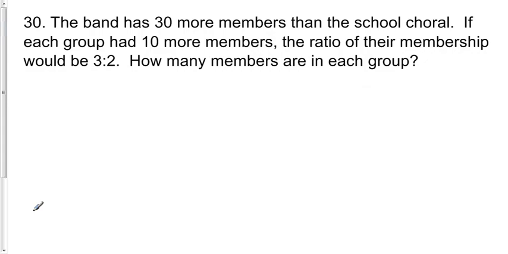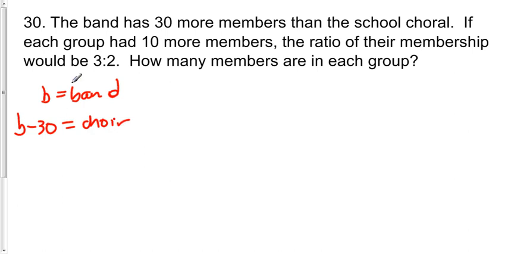Next, number 30. This is one of the word problems I included. The band has 30 more members than the school choral. If each group has 10 more members, the ratio of their membership would be 3:2. How many members are in each group? When you solve a problem like this, you really only want to use one variable. So let's say that B equals the number of people in band. How would we represent the number of kids in choir? Well, there's 30 more members in band, so B minus 30 gives you the number of kids in choir.